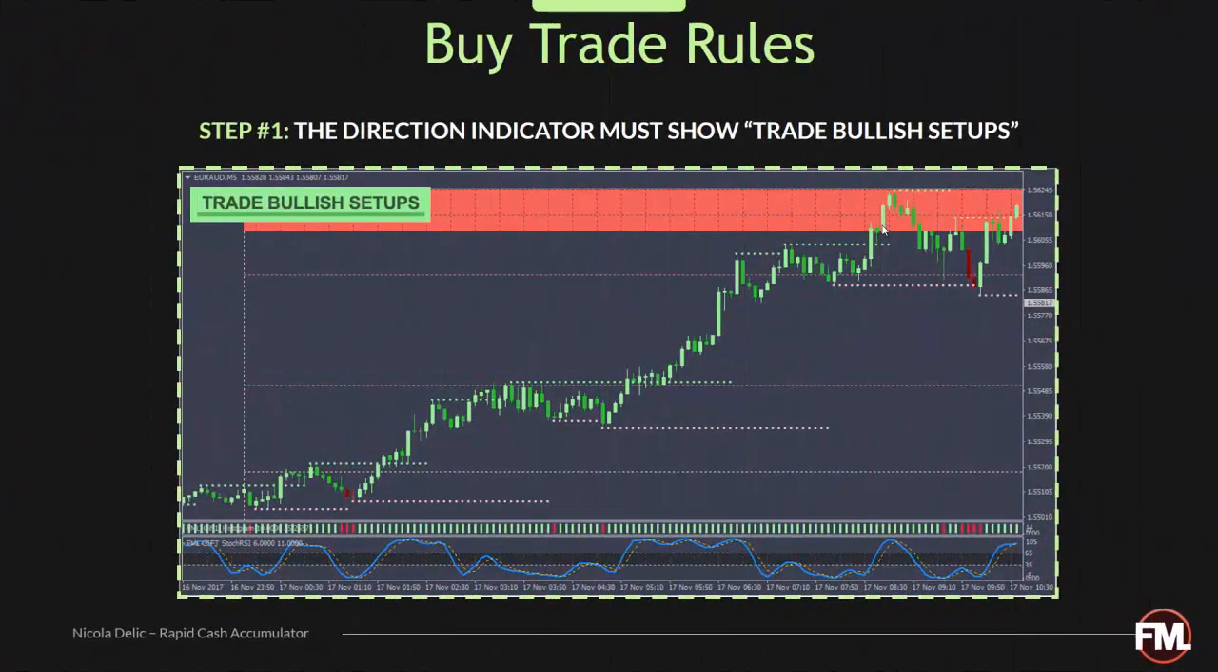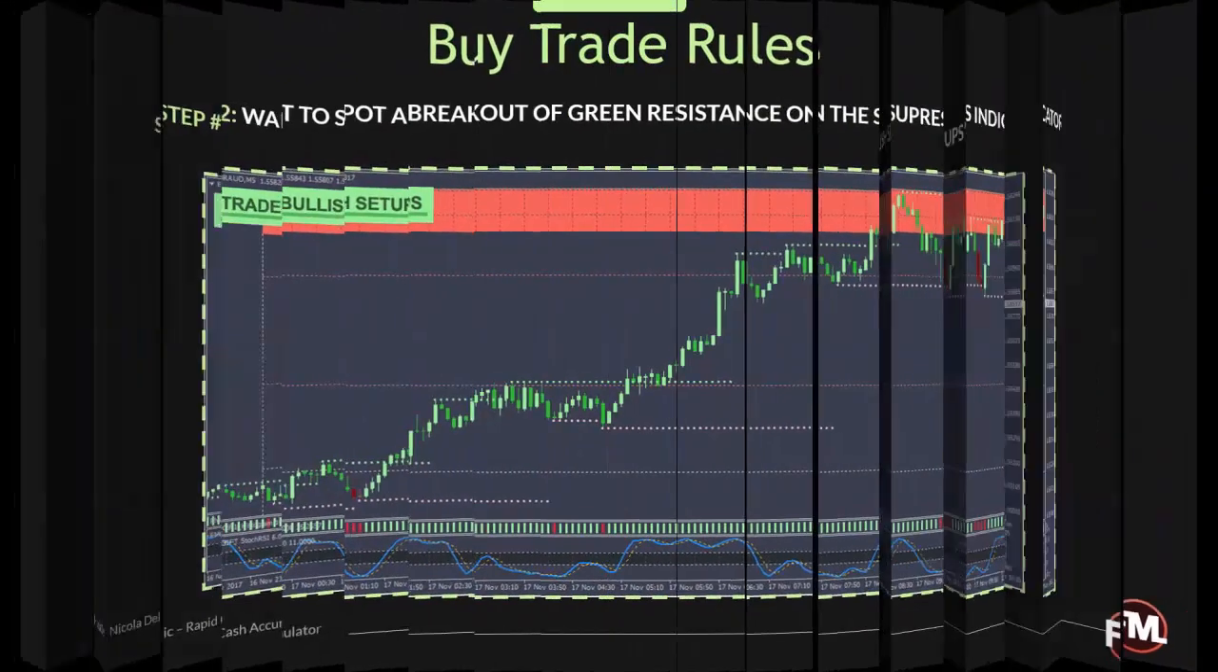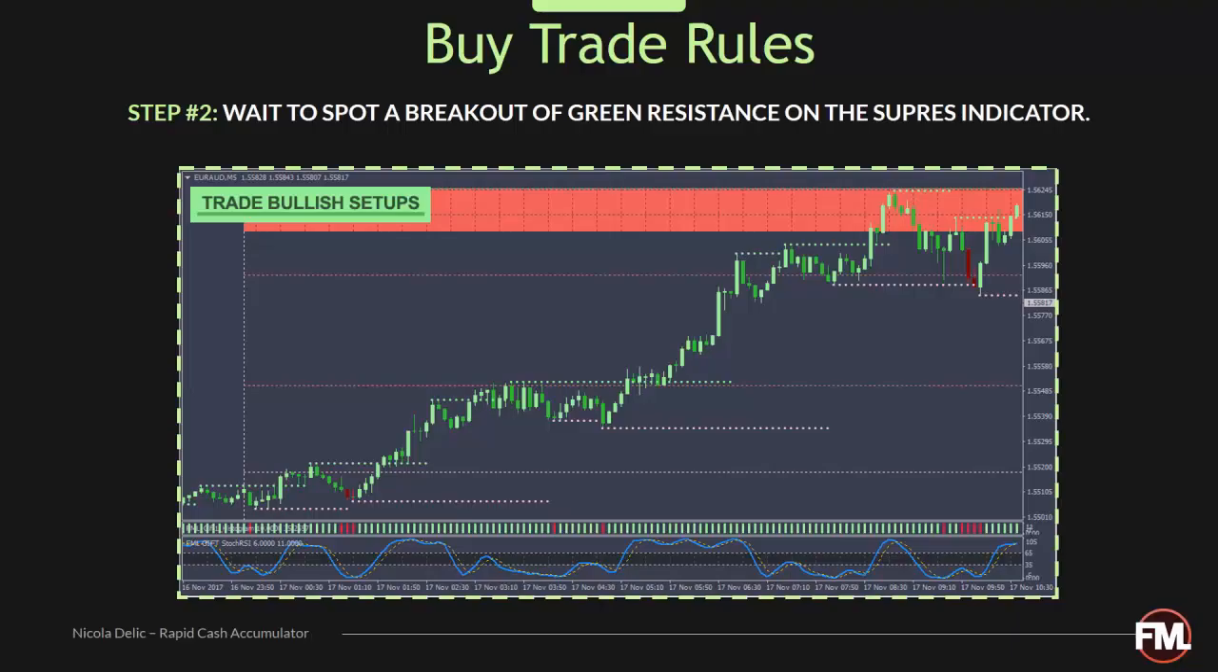For a buy trade, the first thing is that direction indicator must show that trade bullish setups like we have here on the chart. So you're always going to trade in that direction of the trend. So that's the first thing you need to do. Step 2 is to wait to spot a breakout of the green resistance on the support resistance indicator. So this is where that breakout happened on the chart. So that's what you want to see.